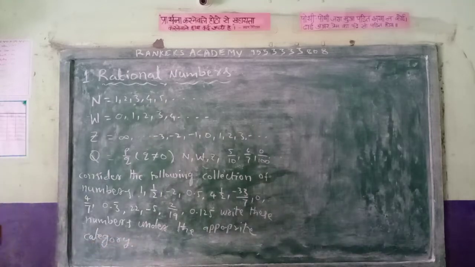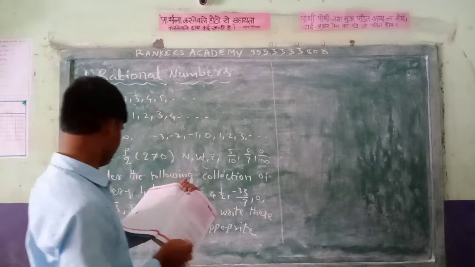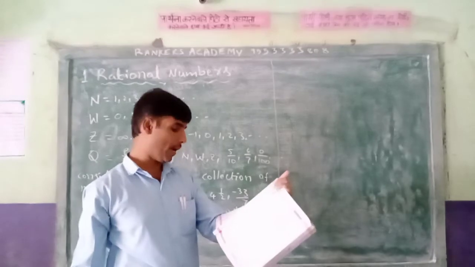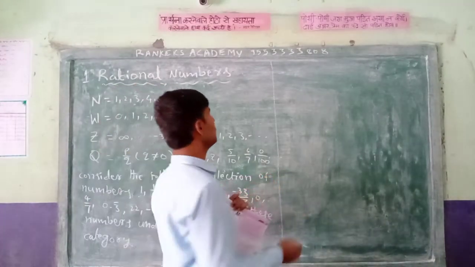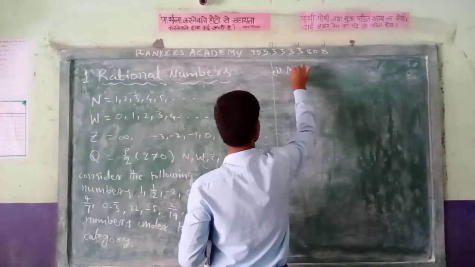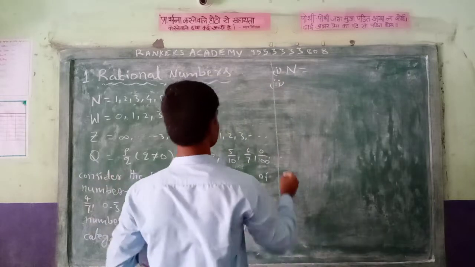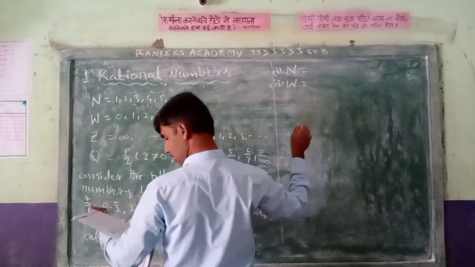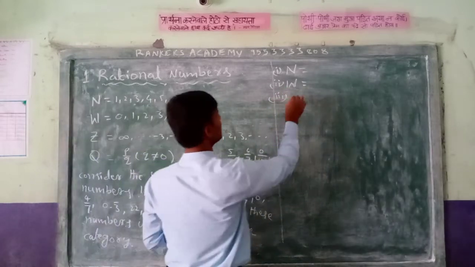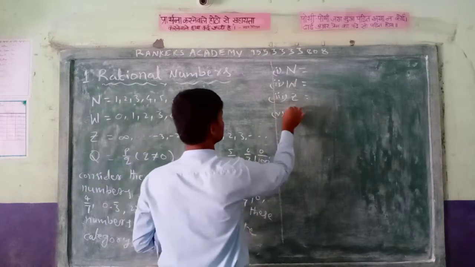See the numbers given. In the bracket they also say a number can be written in more than one group. Suppose the first one is natural numbers, we write N. The second is whole numbers, W. The third is integers, Z. The fourth is rational numbers, Q.